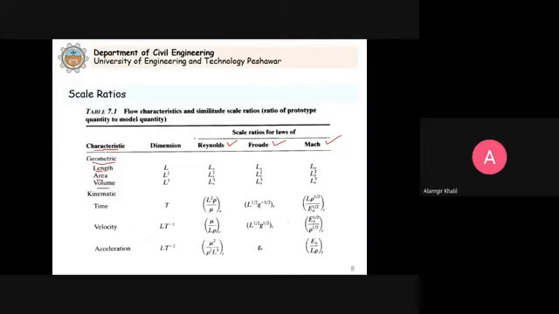We are mostly concerned with these because we studied the Reynolds number in detail and we studied the Froude number in detail. So you can see, if you consider kinematic similarity, then for the time, for the velocity, for the acceleration, these are the scale ratios. If you consider the Reynolds number for dynamic similarity, these are the scale ratios. You see that this we just developed. For the time, what we developed is the square root of LR.